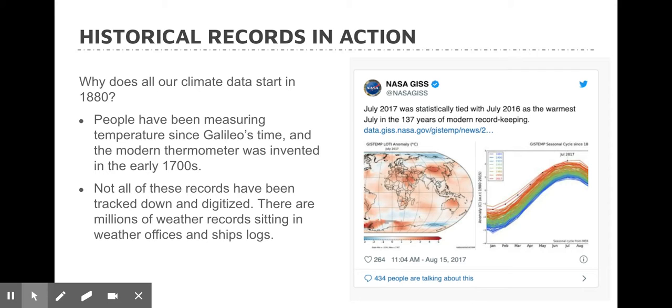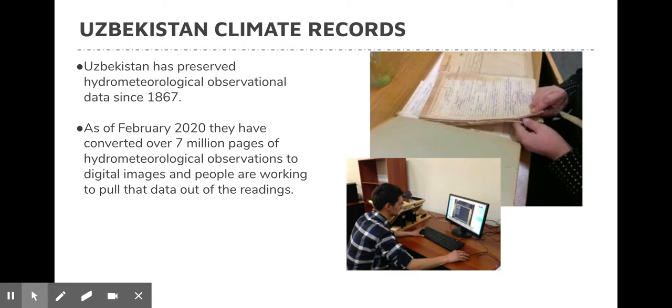And this is an example of a large data project that's currently underway. So when you hear things today like "today was the hottest day in 140 years," you may ask, is it hotter on this day 141 years ago? No, it's because not all the climate records out there have been digitized and compiled into a usable form, and researchers are still tracking that data down. In Uzbekistan, they have preserved hydrometeorological observations since 1867. As of February 2020, they have converted over 7 million pages of these observations for climate scientists to research.